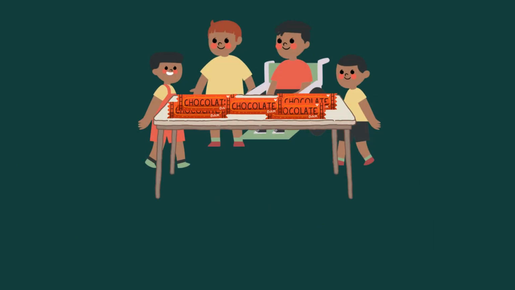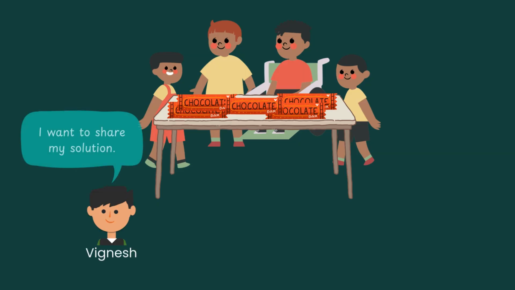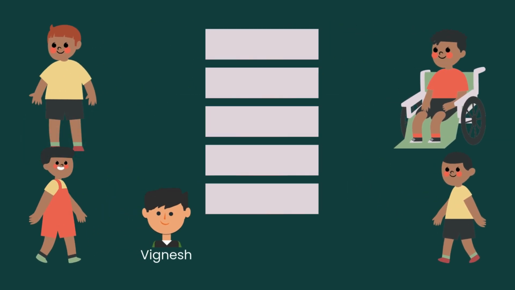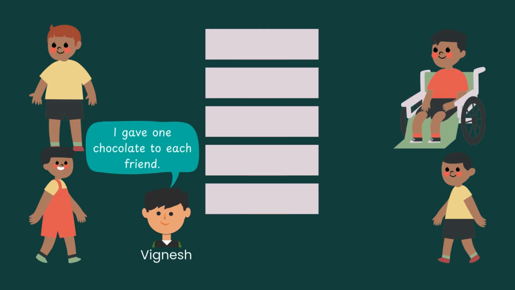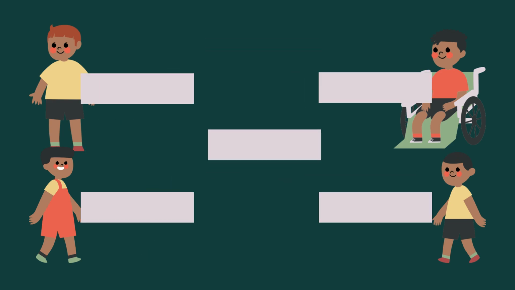All right. Who would like to share their solution? Vignesh, how did you start? You used the paper strips to represent chocolate bars. That's an interesting idea. And how did you share? Okay, you gave 1 chocolate bar to each friend. Can we start by giving everyone 1 chocolate bar? Is that possible? Okay. Each friend gets 1 chocolate bar. That is 4 chocolates shared. There is still 1 chocolate left. What should we do with that last chocolate bar?